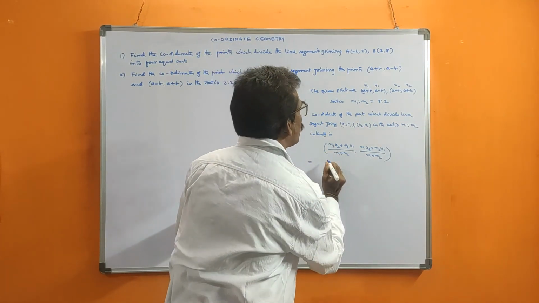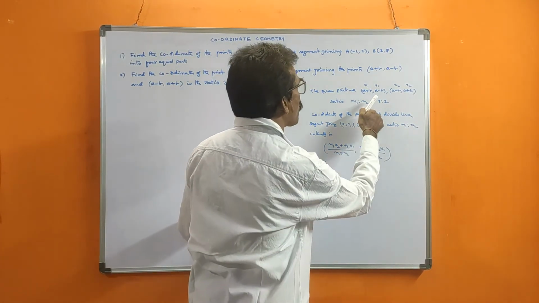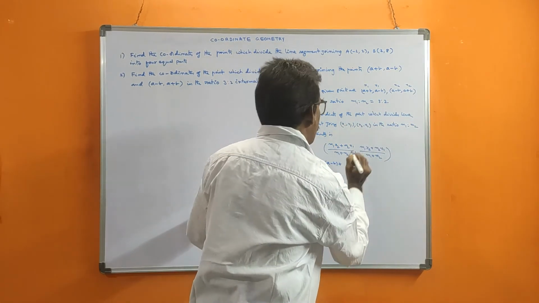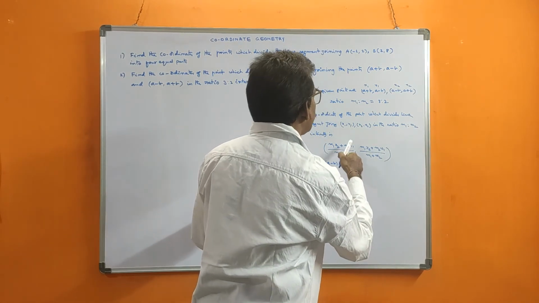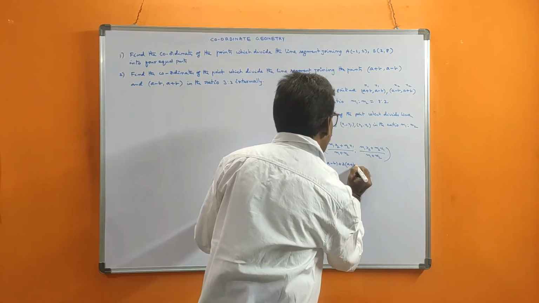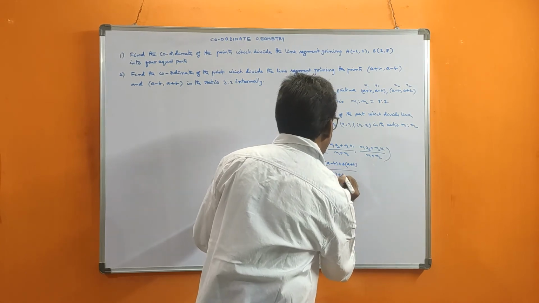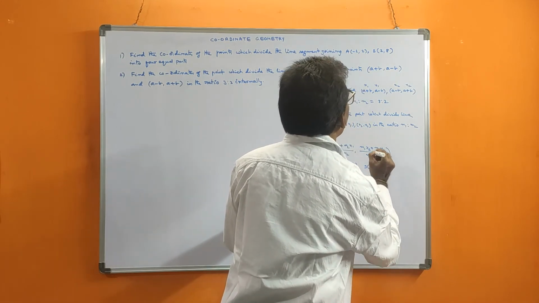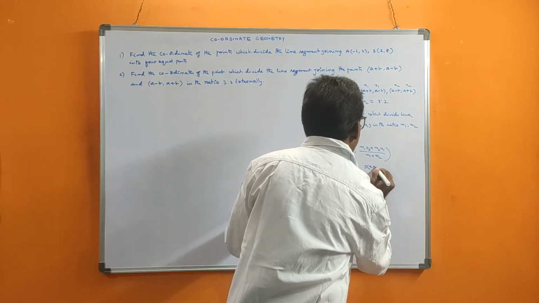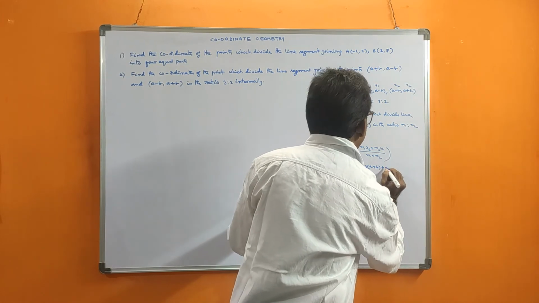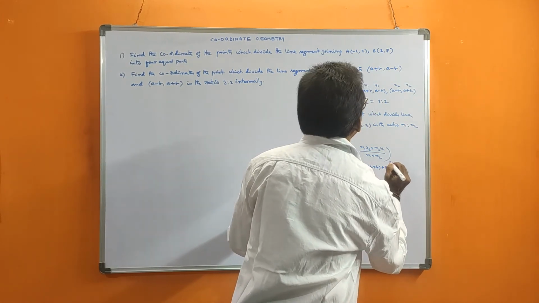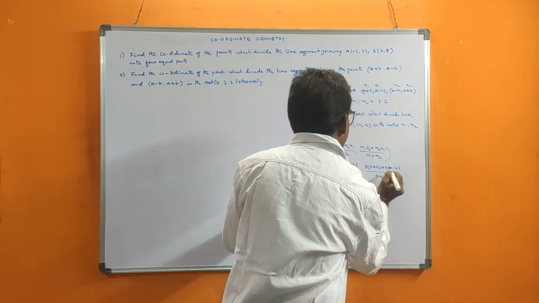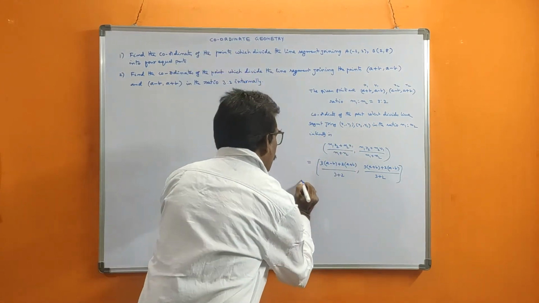Now m1 is 3 into x2, which is a minus b, plus m2 is 2 into x1, which is a plus b, all by m1 plus m2, that is 3 plus 2, comma. Here also m1 is 3 into y2, y2 is a plus b, plus m2 is 2, y1 is a minus b, all by 3 plus 2. This is what we substituted in that formula.